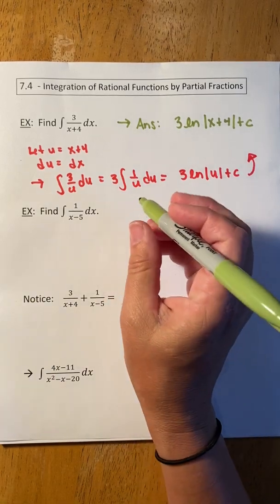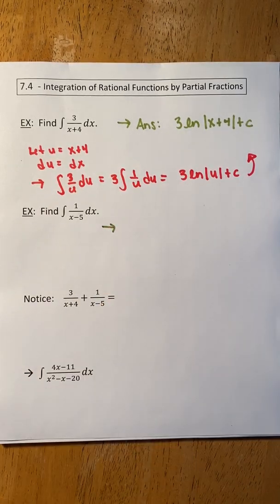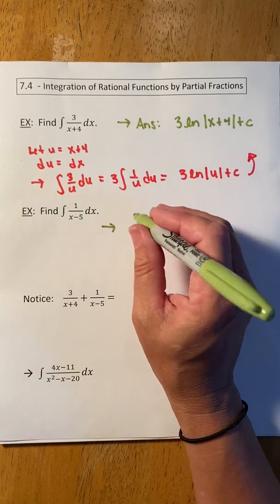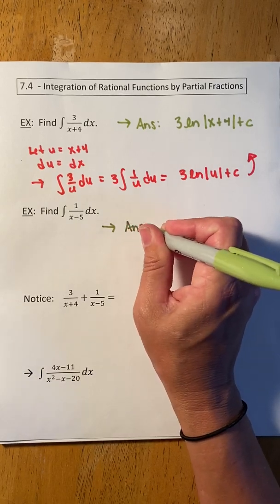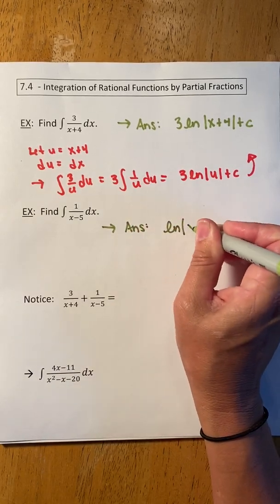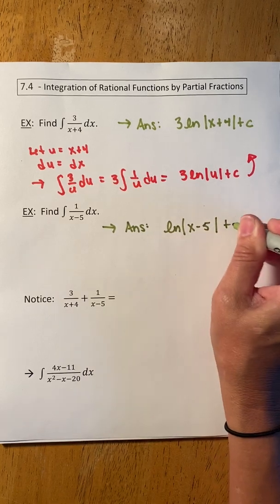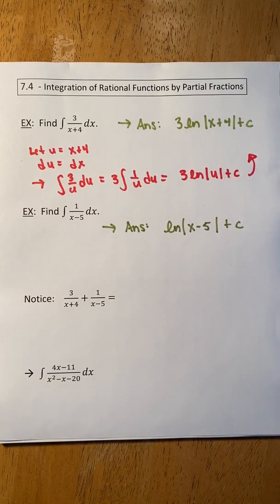All right, so let's go for this guy. The antiderivative of 1 over x minus 5 is just the natural log of the absolute value of x minus 5 plus c. So you can take the derivative and confirm this. All right, so very basic Calc 1 type antiderivatives.